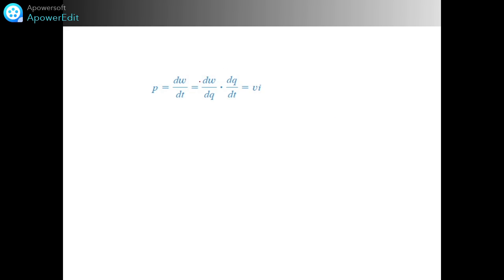Means dW by dt can be written as dW by dq, with dq by dt as an intermediate term. We all know dW by dq is treated as voltage and dq by dt is treated as current.